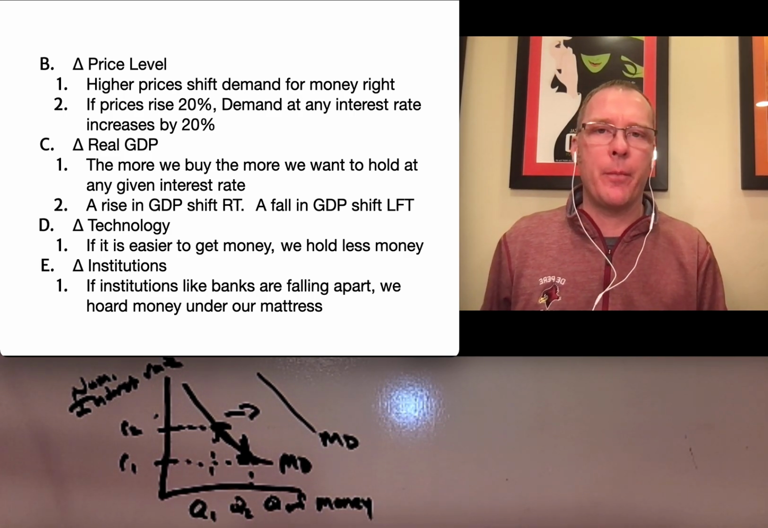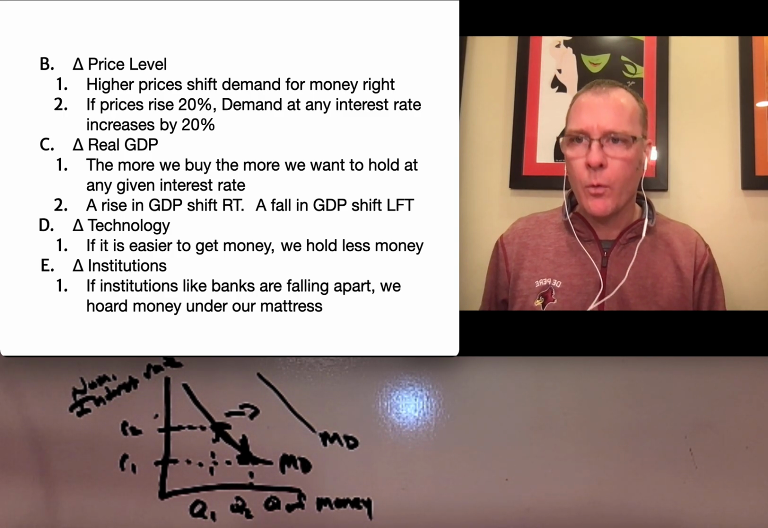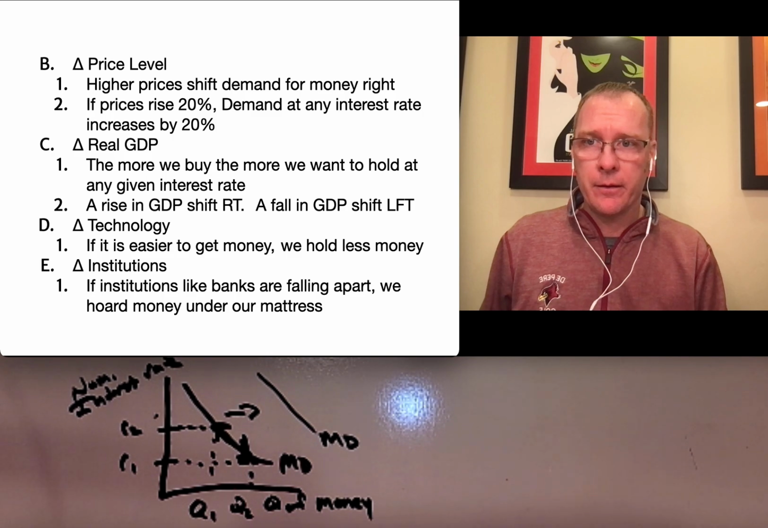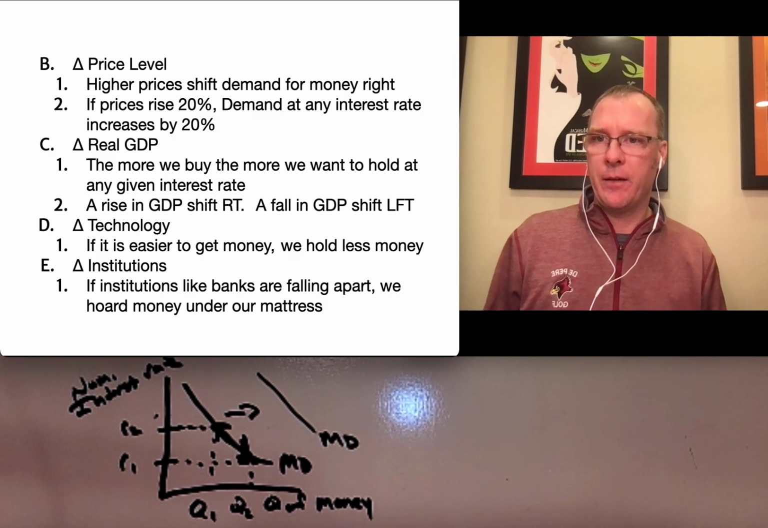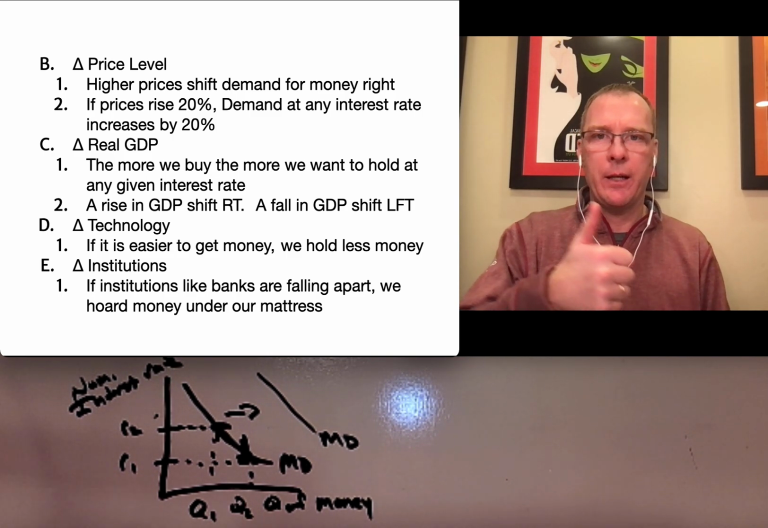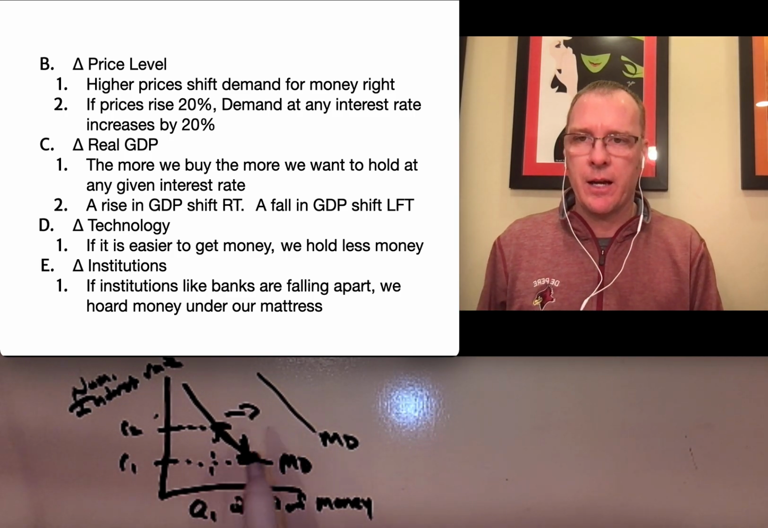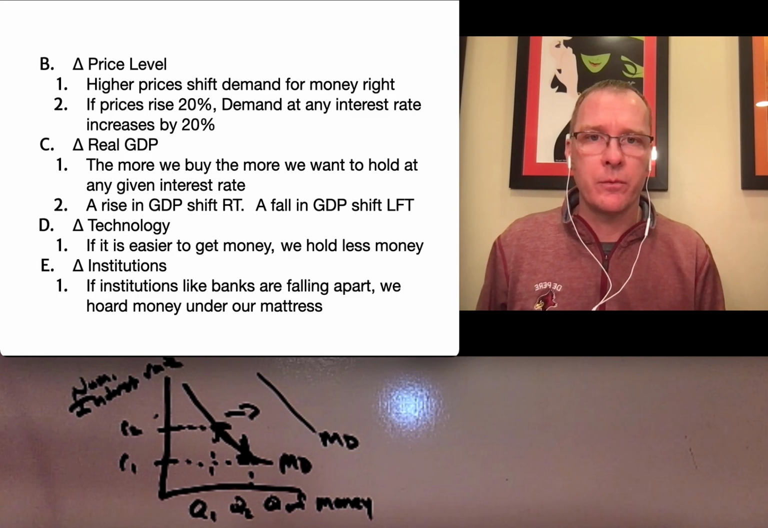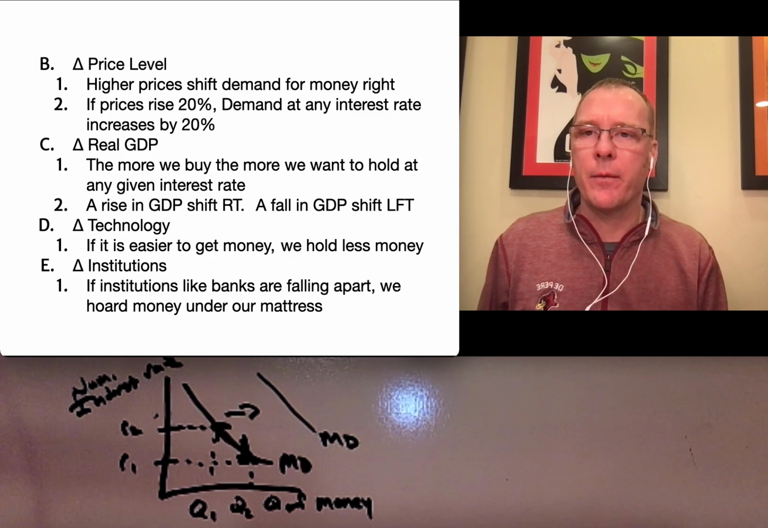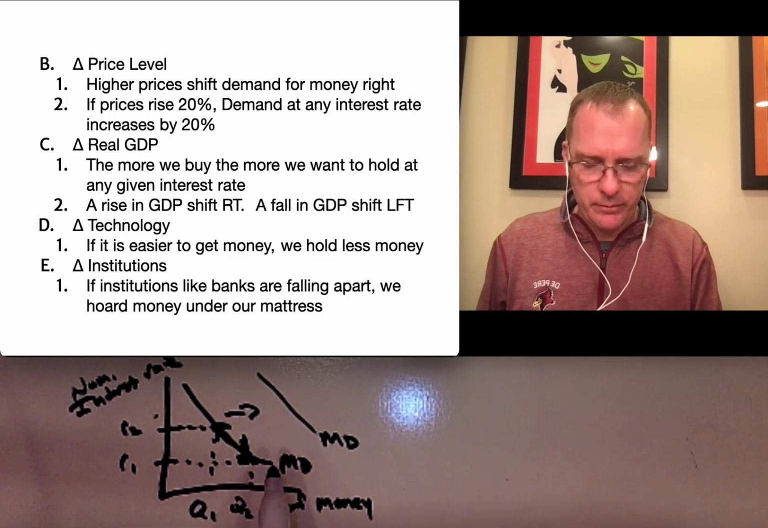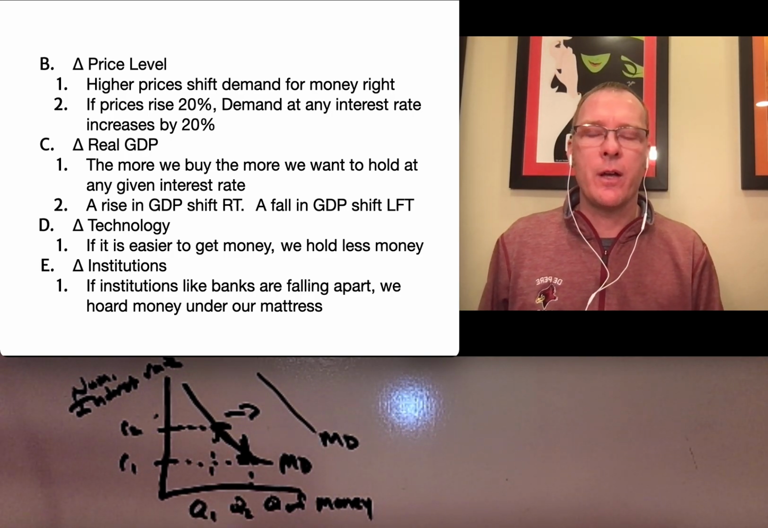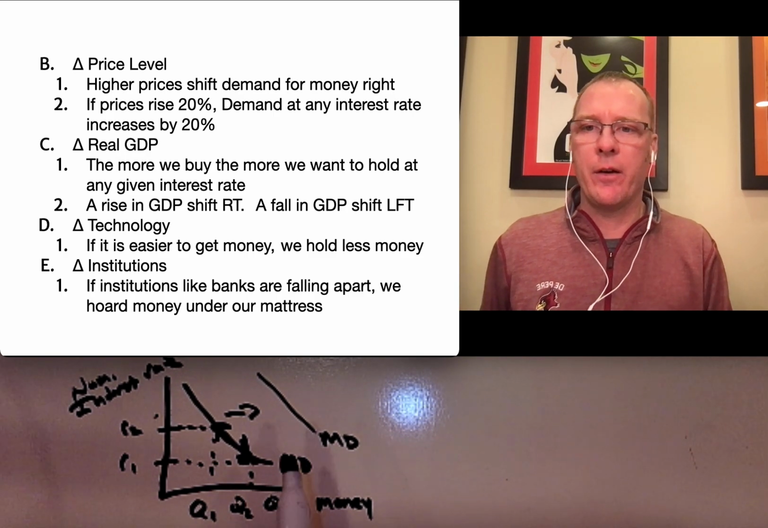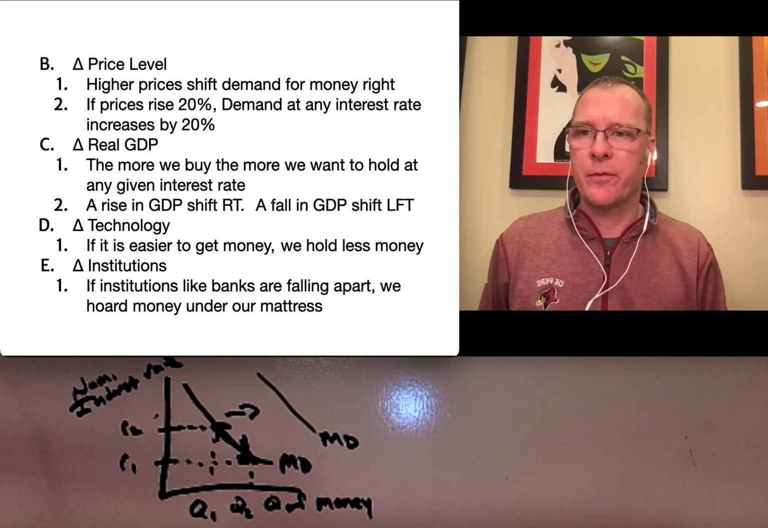So get that money in your pocket, go buy that good. What about real GDP? A change in that. The more we buy, the more we want to hold at any given rate. So a rise in GDP typically shifts this out to the right because we're going to go use that money to go buy more stuff, right? More items are being bought. Same backwards, right? A leftward shift is going to be caused by a fall in GDP. People are not buying things, therefore they're not demanding cash to go buy stuff.